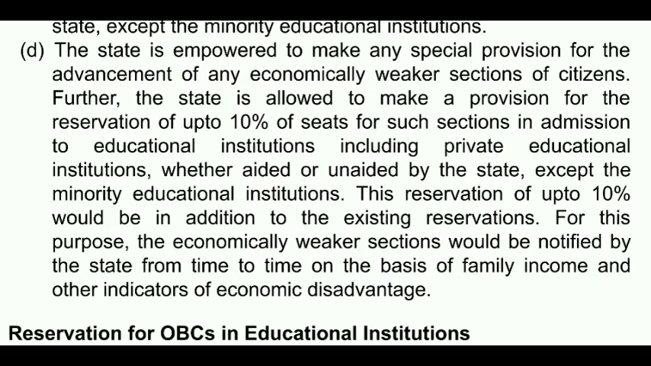D. The state is empowered to make any special provision for the advancement of any economically weaker sections of citizens. Further, the state is allowed to make a provision for the reservation of up to 10% of seats for such sections in admission to educational institutions, including private educational institutions, whether aided or unaided by the state, except the minority educational institution. This reservation of up to 10% would be in addition to the existing reservations. For this purpose, the economically weaker sections would be notified by the state from time to time on the basis of family income and other indicators of economic disadvantage.